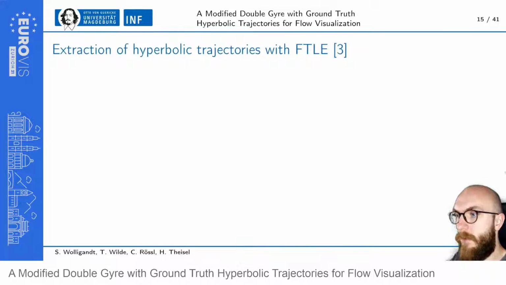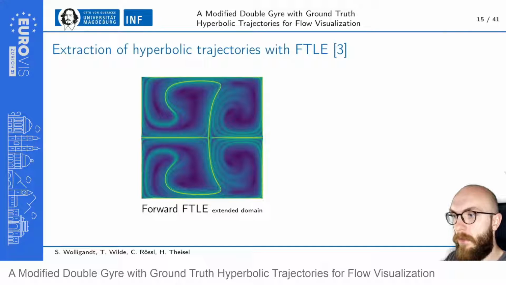Now, how can positions of hyperbolic trajectories be extracted with FTLE? First, we need to compute forward FTLE at some time. That means we need to eject particles forward in time to get this field. And again, in yellow, you can see regions where particles split away from each other in forward time.